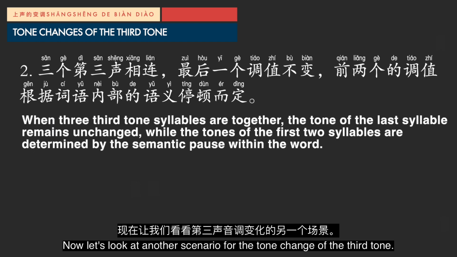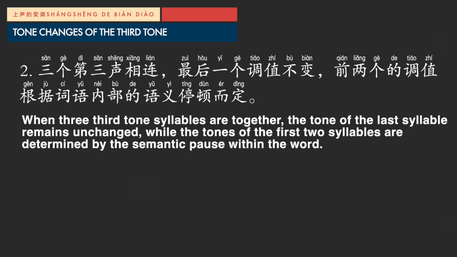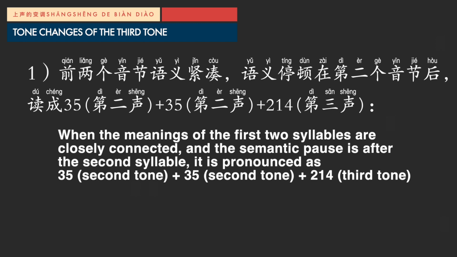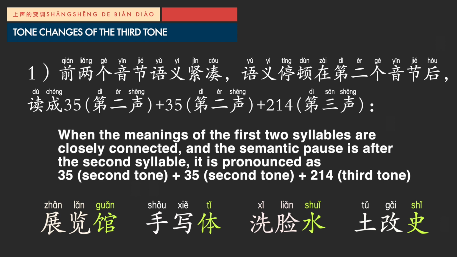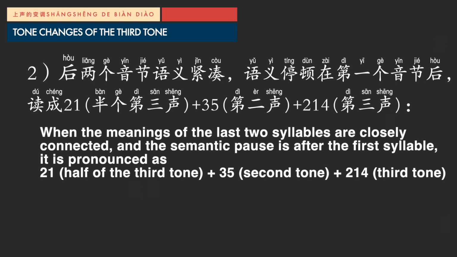Now let's look at another scenario for the tone change of the third tone. When three third tone syllables are together, the tone of the last syllable remains unchanged, while the tones of the first two syllables are determined by the semantic pause within the word. When the meanings of the first two syllables are closely connected, and the semantic pause is after the second syllable, it is pronounced as second tone, and then followed by third tone. For example, 展览馆、手写体、洗脸水、涂改史.